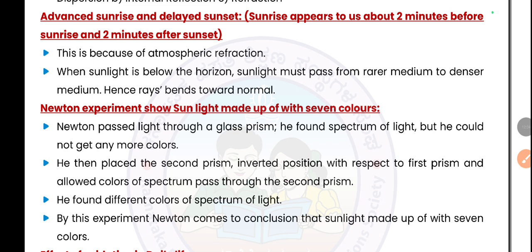Then advanced sunrise and delayed sunset. Sunrise appears to us about 2 minutes before the actual sunrise, and the sun appears 2 minutes after actual sunset. This is because of atmospheric refraction. When the sun is below the horizon, its light must pass from the rarer medium to the denser medium, hence the rays bend towards the normal.